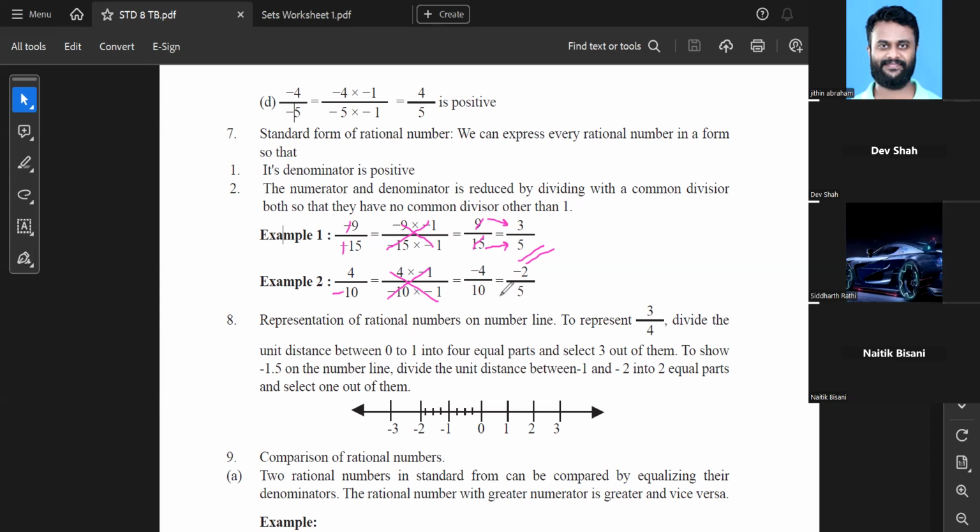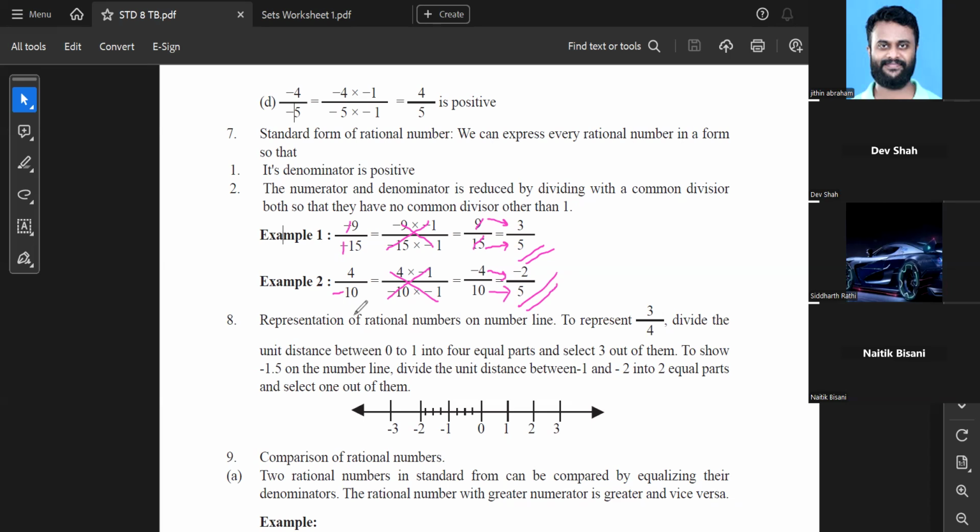Anyway, the common factor between 4 and 10 is basically 2. You divide 4 by 2, you get 2, with the minus sign, so minus 2. And you divide 10 by 2, you get 5. So your fraction becomes minus 2 upon 5. So this is the decent, general way of representing a rational number. I believe this point is clear to everyone.